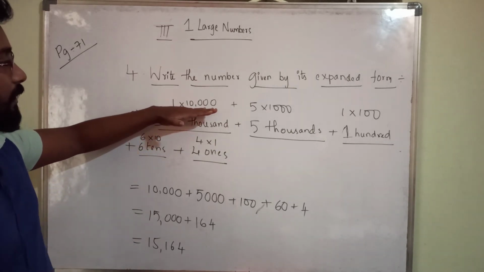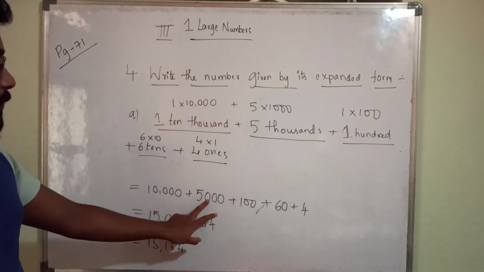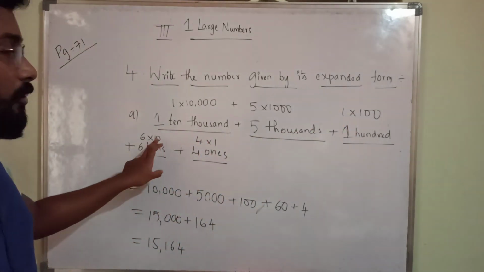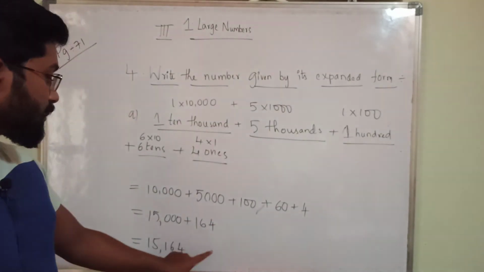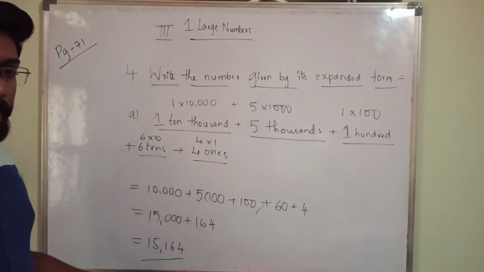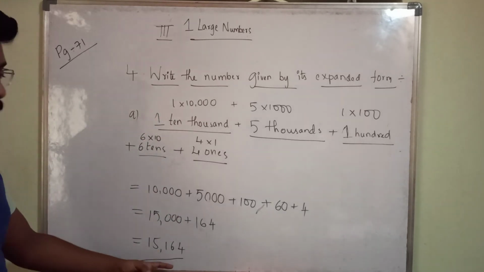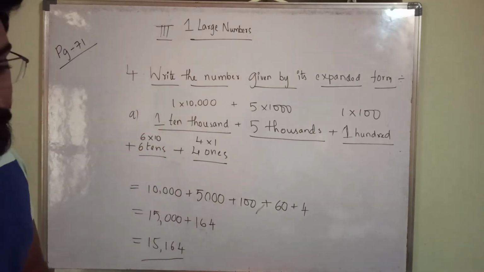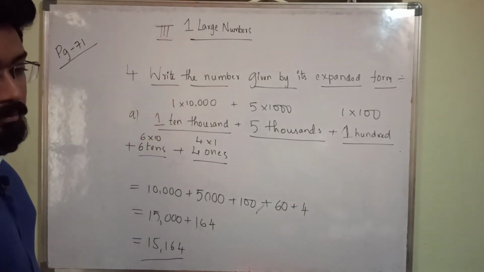So see this: 10,000 plus 5 into 1000 means 5,000, so you will get 15,000. 1 into 100 means 100, 6 into 10 means 60, 4 into 1 means 4. 100 plus 60 plus 4 gives 164. 15,164 is the final number. This is the expanded form, and this is the numeral you got after adding. Like this you have to write for each question. The first one was given as an example. From next we have to solve.